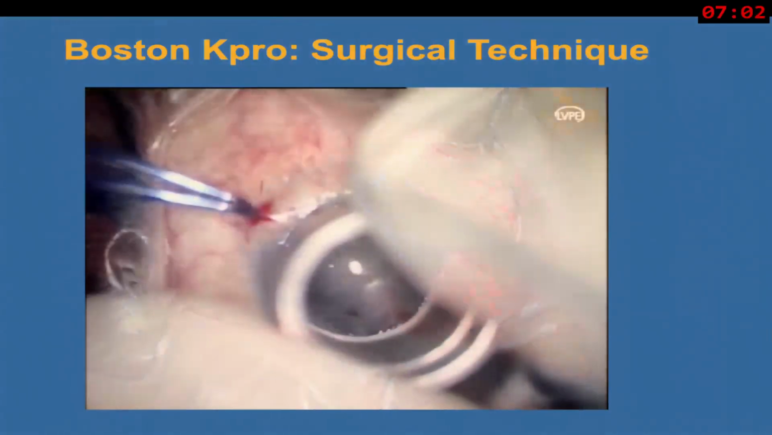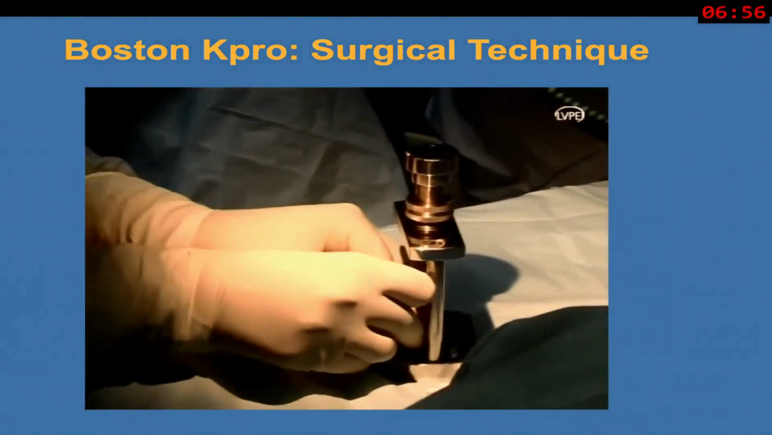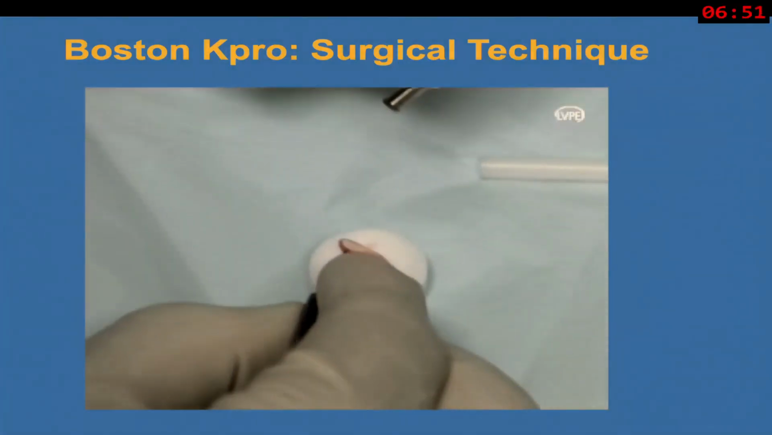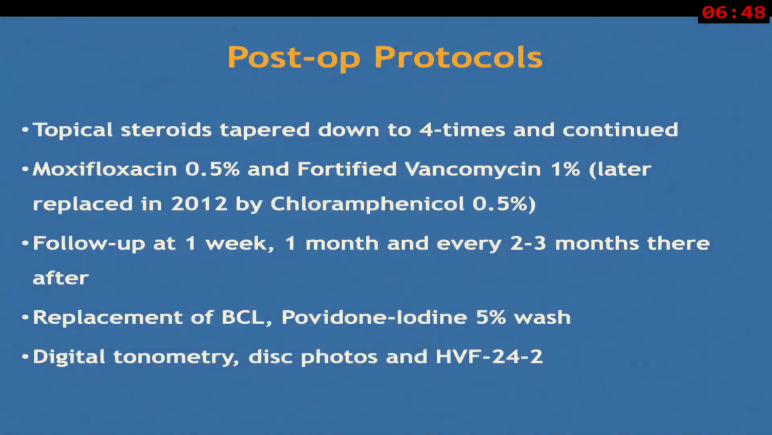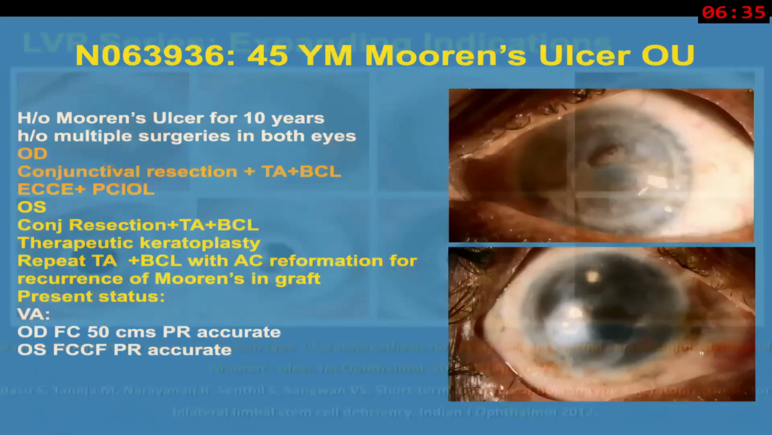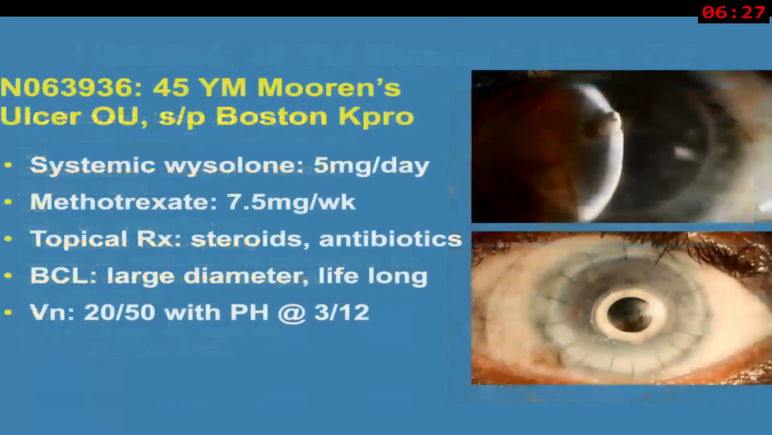Then in around 2010-2011, we started doing Boston type 1 keratoprosthesis in patients with bilateral Moran's who have failed several PKs, because in these patients, the PKP really does not work well. These are examples of patients with bilateral limbal stem cell deficiency due to Moran's ulcer and VKC. And this is one patient who underwent the Boston type 1 Kpro and received systemic methotrexate, and this worked for several years.